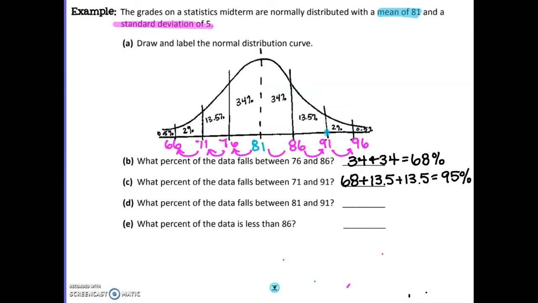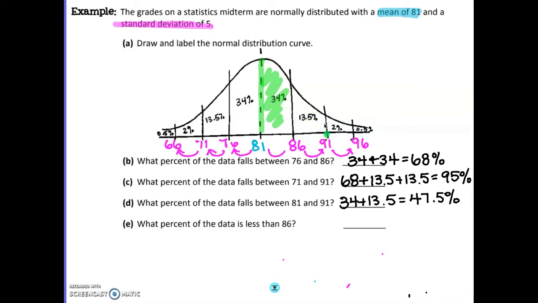Okay, so from 81 to 91, let's use green now. 81 starts here to 91 here. Well, I shaded in the 34% and the 13.5%. So what do I do? Add them together. 34 plus 13.5 is going to give me 47.5%.